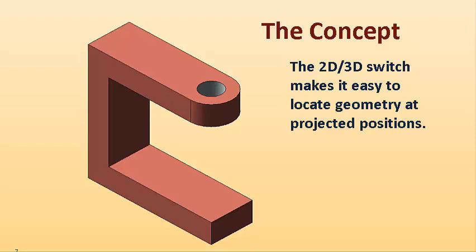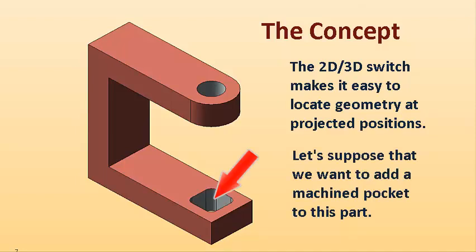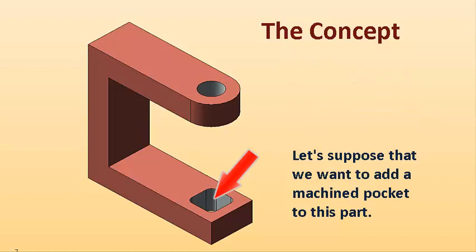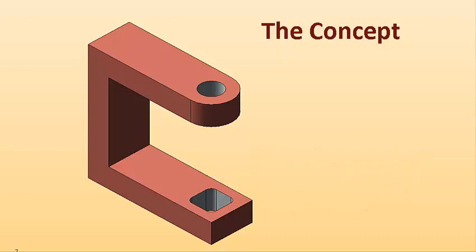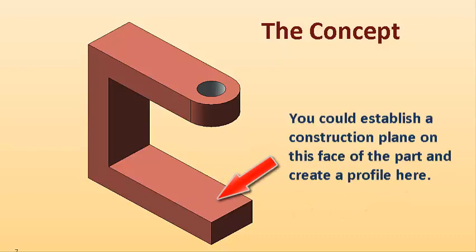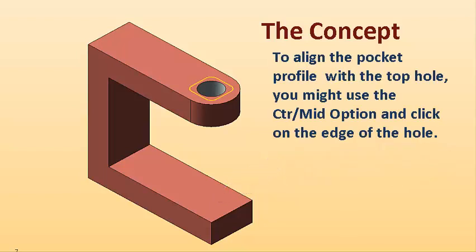The 2D/3D switch makes it really easy to locate geometry at projected positions. In this case, let's suppose we want to add a machine pocket to this part, and we want to put it in this bottom leg. Now, typically you might think, well, I can establish a construction plane on this face, and then I'll create a profile right here. But what if we wanted the profile to be lined up with the hole?